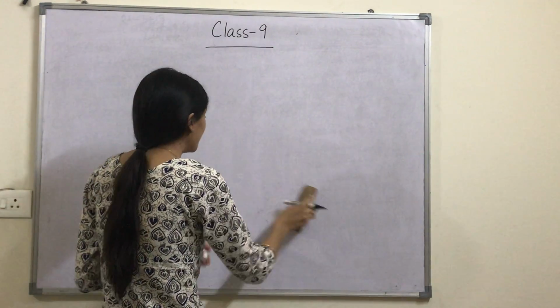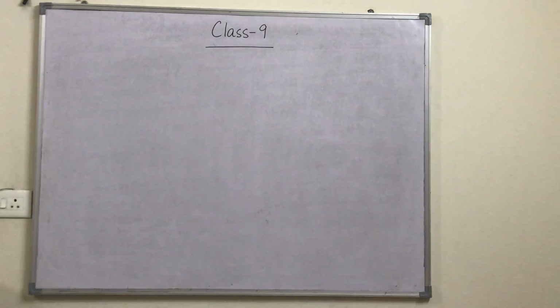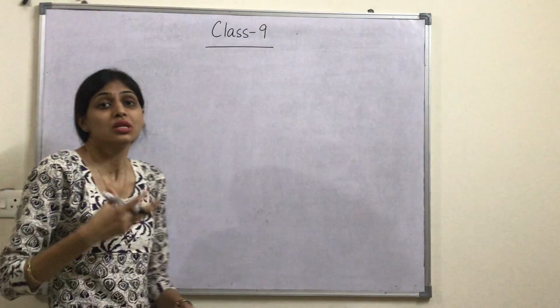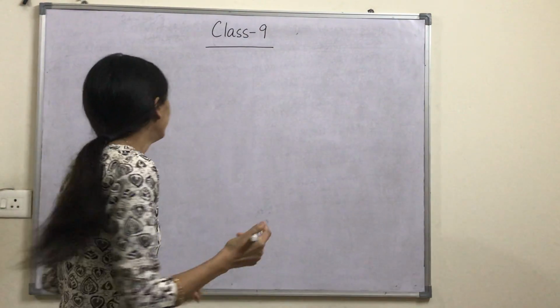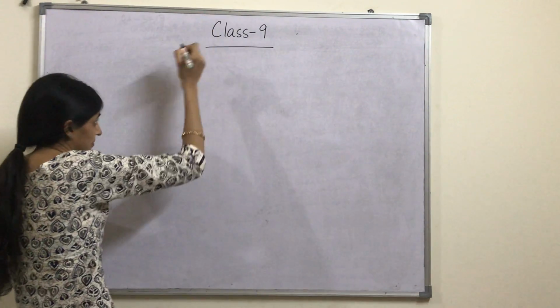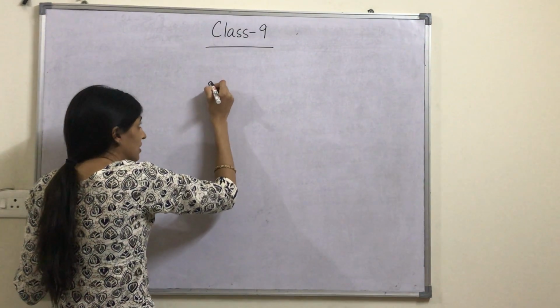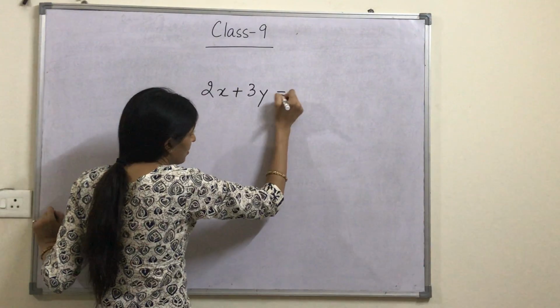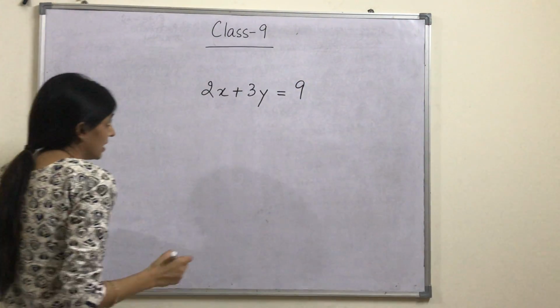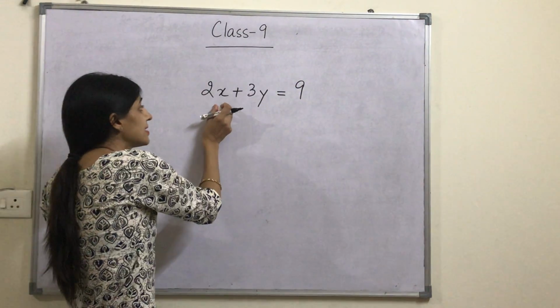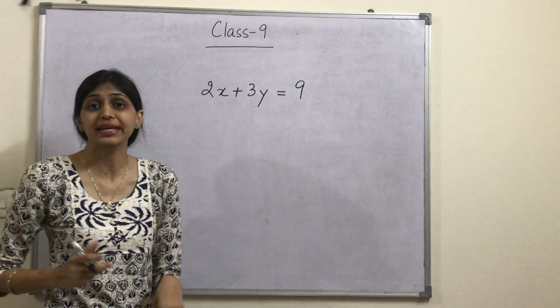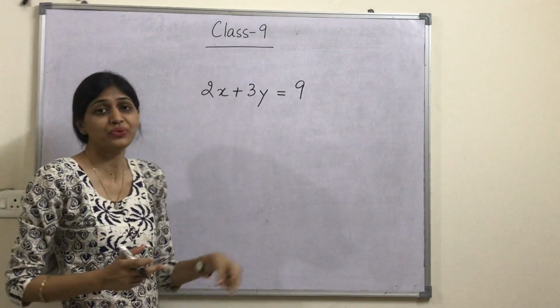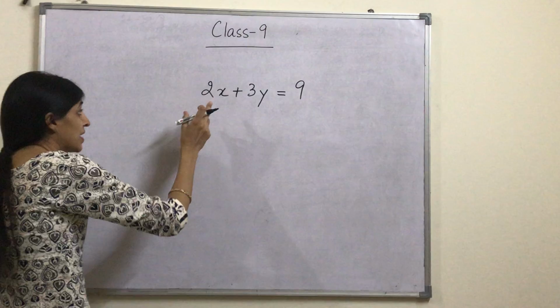Now we are doing the chapter linear equation in two variables. Two variables means there should be two values whose value we have to find out. Suppose I am writing 2x plus 3y equals to 9. So here x and y are the variables. Two different variables are there.